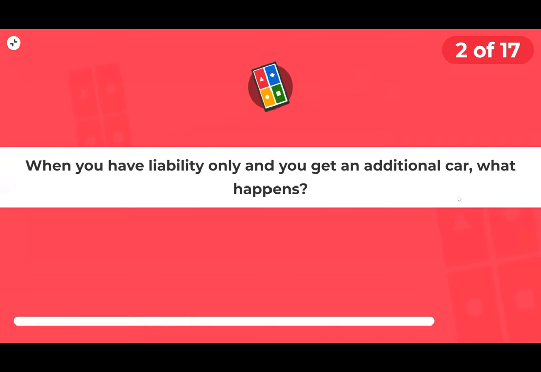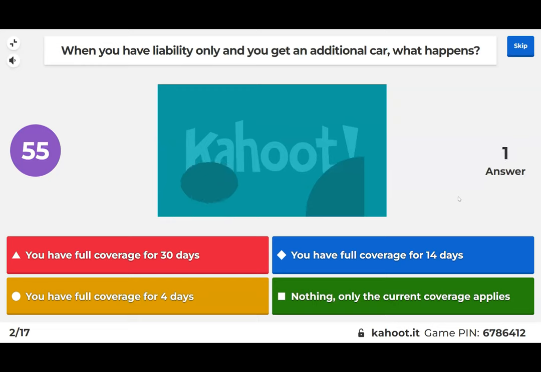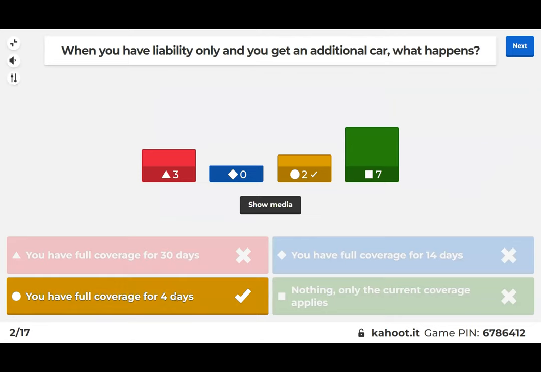When you have liability only and you get an additional car, what happens? You have full coverage for 4 days. So I'll briefly explain this. When you have an auto policy and you only have liability, which means there's no part D, no damage to your auto, and you go to a dealership and buy a brand new car, your car insurance has no coverage for it based on the coverage you currently have. They need to be able to protect people who bought a brand new car, like over a holiday weekend. Imagine back in the day before we had apps and phones where you could just fix your insurance, you actually had to go to an insurance agent's office and talk to your agent and have him add your vehicle to the policy.